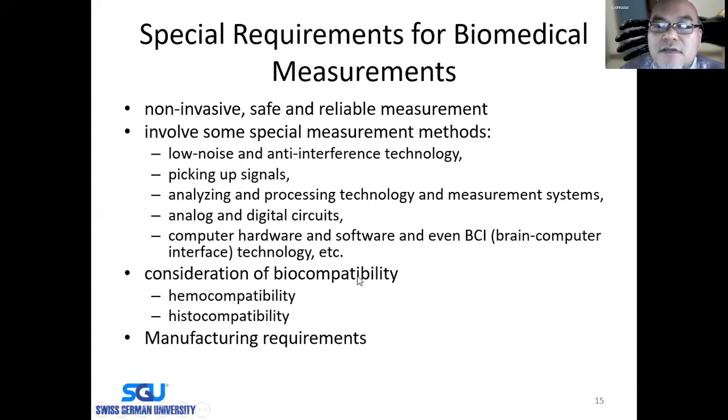the biocompatibility issue. This you will learn from the biomaterial subject, from Pak Holis later, hopefully. Among others, hemocompatibility, compatibility with the blood, and histocompatibility, compatibility with the surrounding tissue. Then manufacturing requirements. Sometimes with more complex biomedical sensors, the manufacturing requirement will also be more complex.